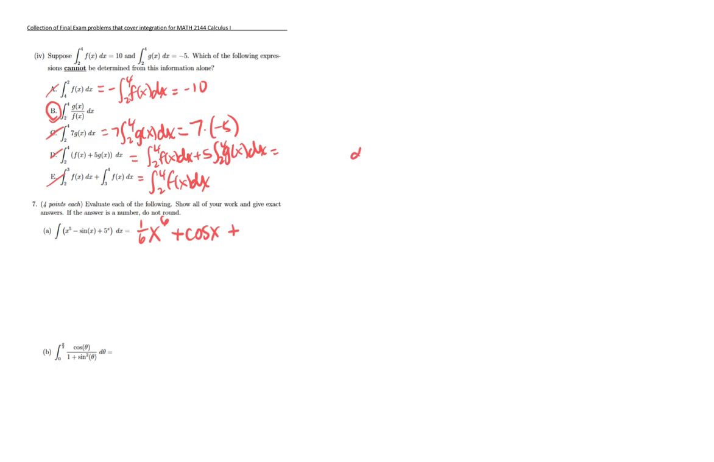So I know that the derivative of 5 to the x is going to be 5 to the x times the natural log of 5. So I should get 1 over the natural log of 5 times 5 to the x for an antiderivative, plus c. Okay, this one.